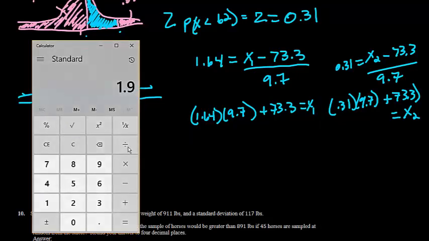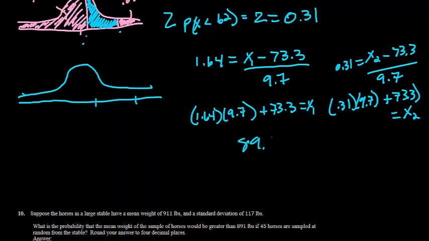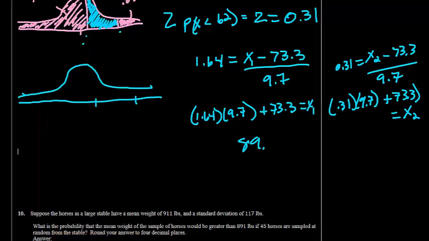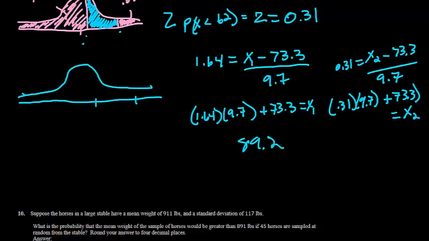So we're going to start here. 1.64 times 9.7 plus 73.3, and that is 89 point, where'd you go, calculator? 89.2. That's x sub 1.